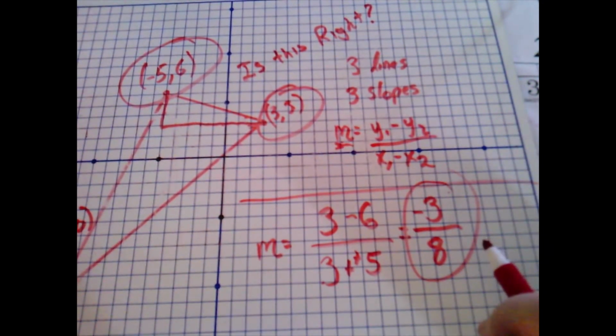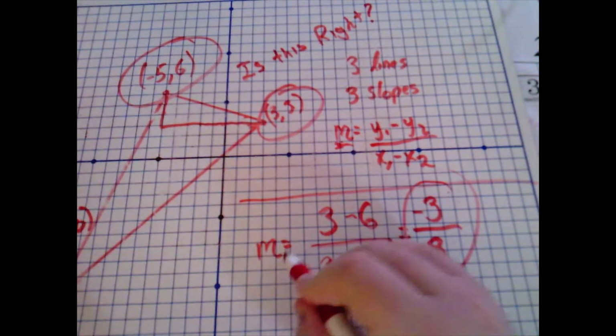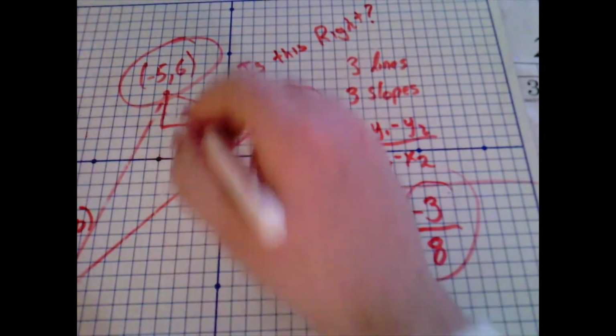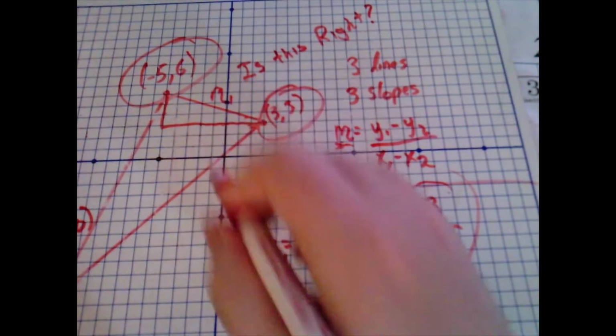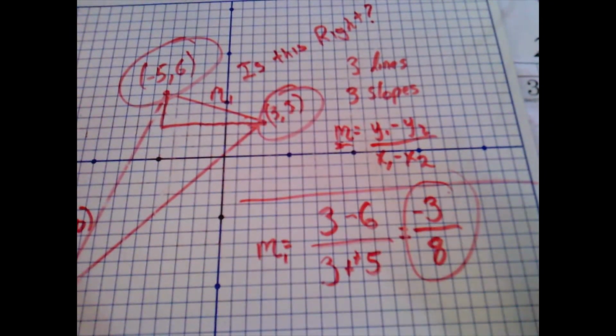That's one piece of information that's important. Let's call this m sub 1. All right? M sub 1, the slope of this line here, which I will call m sub 1, is negative 3 over 8. What next?